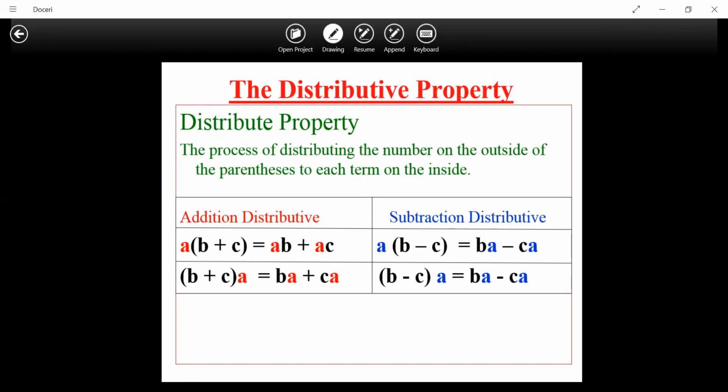If you guys need a calculator today, I have no problem with you using a calculator, okay? It's not going to help you out by that much because as long as you're able to multiply small numbers, you should be okay with that. But we do want to be able to look at how the distributive property affects terms inside the parentheses.